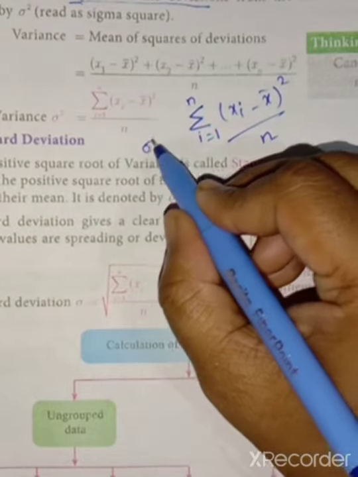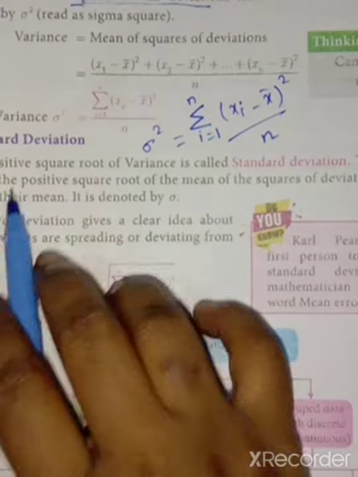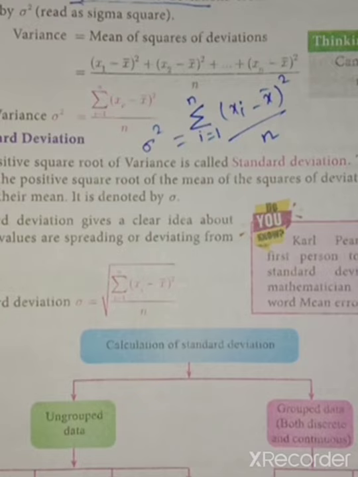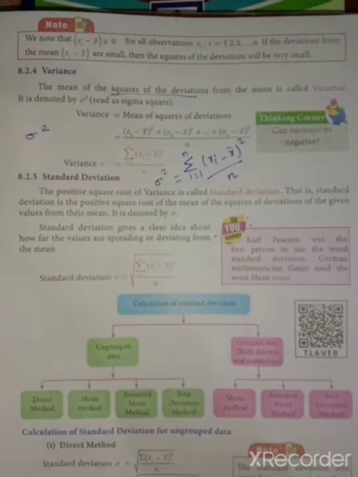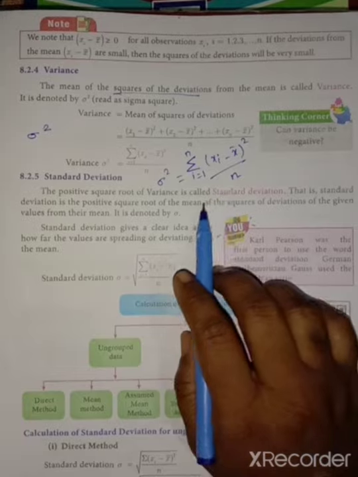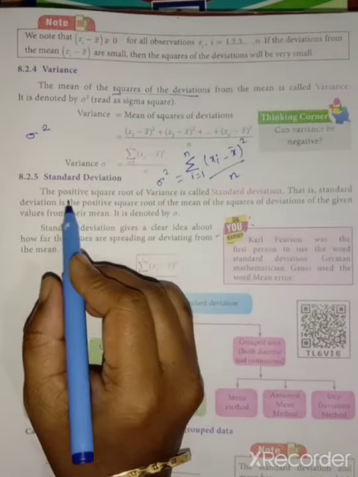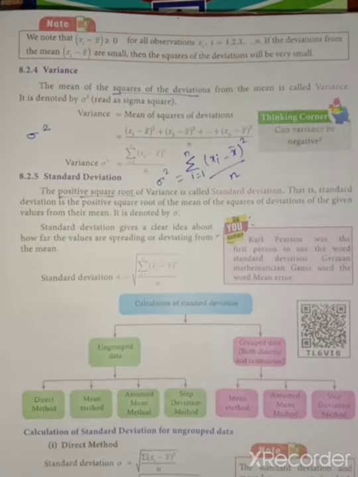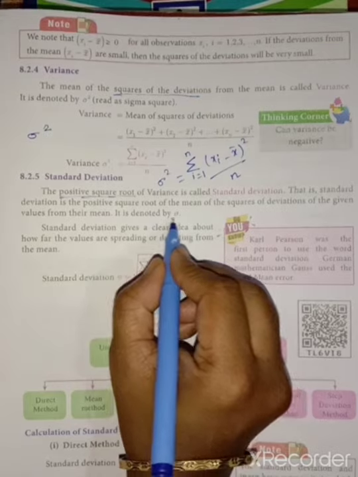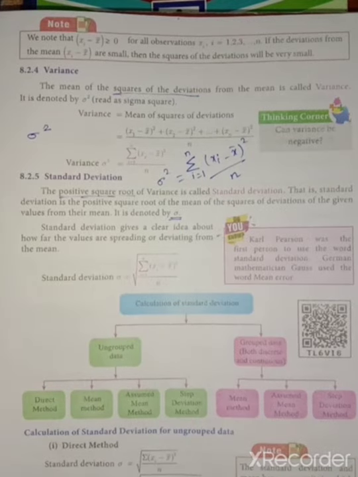This is variance. Then there is standard deviation: the positive square root of variance is called the standard deviation. Here it is denoted by sigma. Variance is sigma squared.